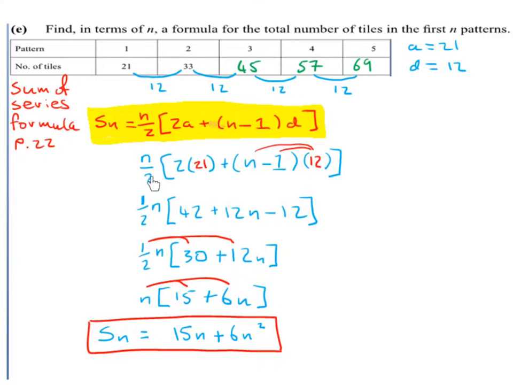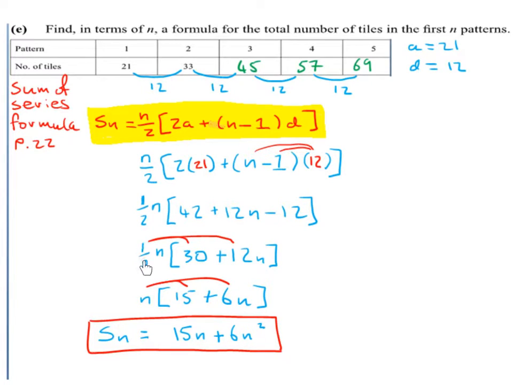So we have n over 2 multiplied by 2 times 21 plus n minus 1 times 12. So n divided by 2 is the same thing as a half n. So anything divided by 2 is really multiplied by a half. 2 times 21 is 42. n times 12 is 12n. And minus 1 times 12 is minus 12. Then we still have a half n. 42 minus 12 is 30. We bring down the plus 12n.